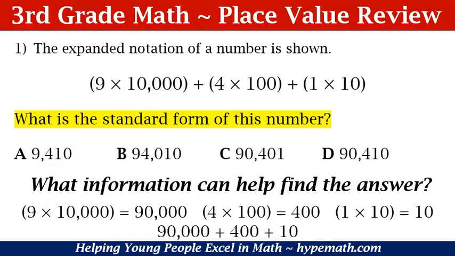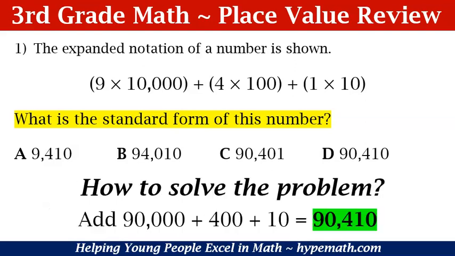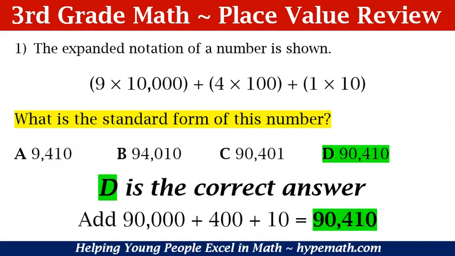Let's look at D. D, the 9 is in the 10,000s place. That's correct. The 4 is in the 100s place. That's correct. And the 1 is in the tens place, okay? So that is how we solved our problem. So looking at our answer choices, what do we say the correct answer is again? If you said D, you are correct, okay? 90,410 is the correct answer. Great job. Let's move to problem number 2.